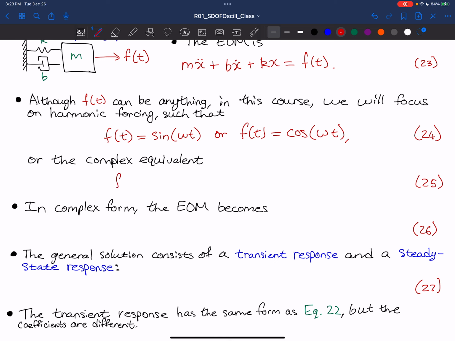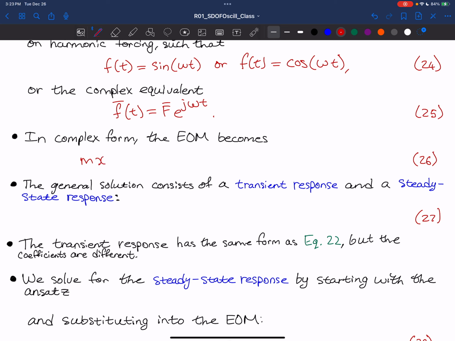And in complex form, we can write f over bar of t, where that over bar implies a complex variable. It's equal to that amplitude F times e to the j omega t. So in complex form, our equation of motion is going to become m times x over bar double dot plus b x over bar dot plus k x over bar is equal to f of t over bar. In fact, what I meant to write here is actually that complex form. So we will have big F over bar times e to the j omega t.